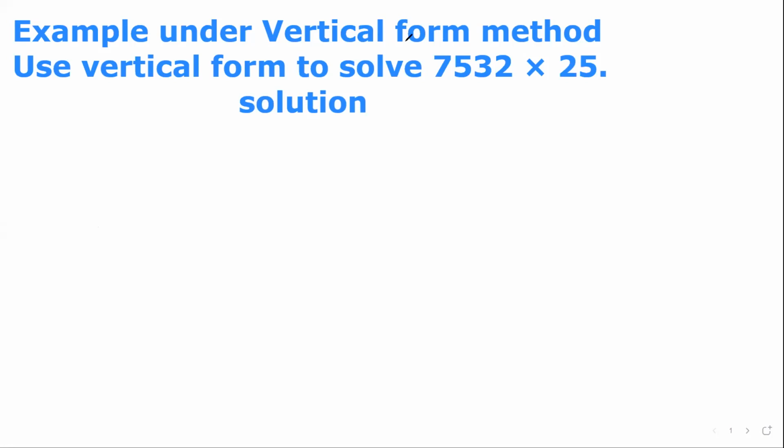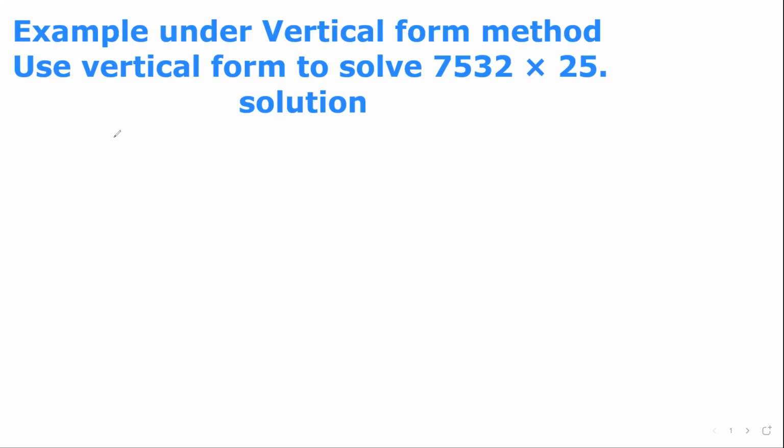Example under the vertical form method. Use vertical form to solve 7,532 by 25. You are going to use the vertical form method to solve this one. Okay, so you write your solution, and I have it already here. Then let me start.